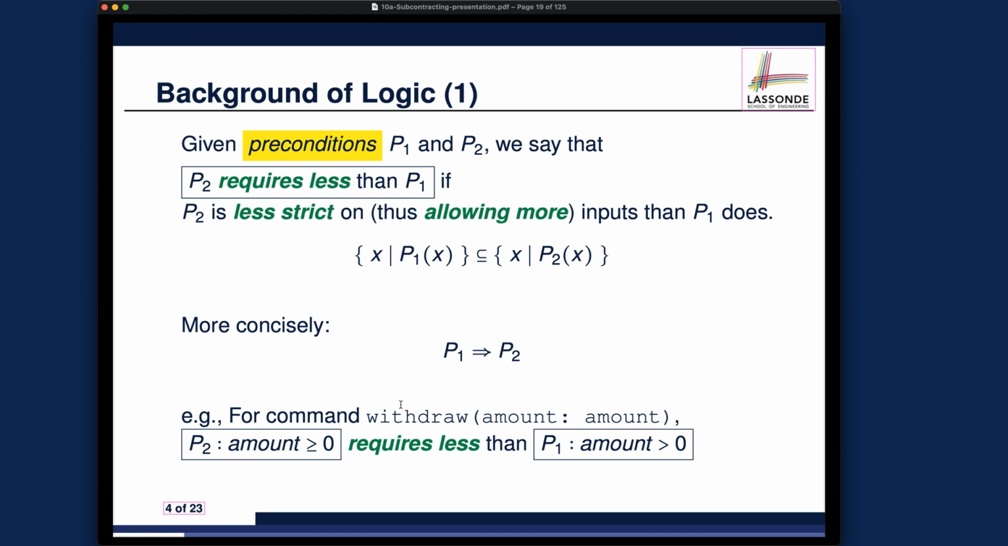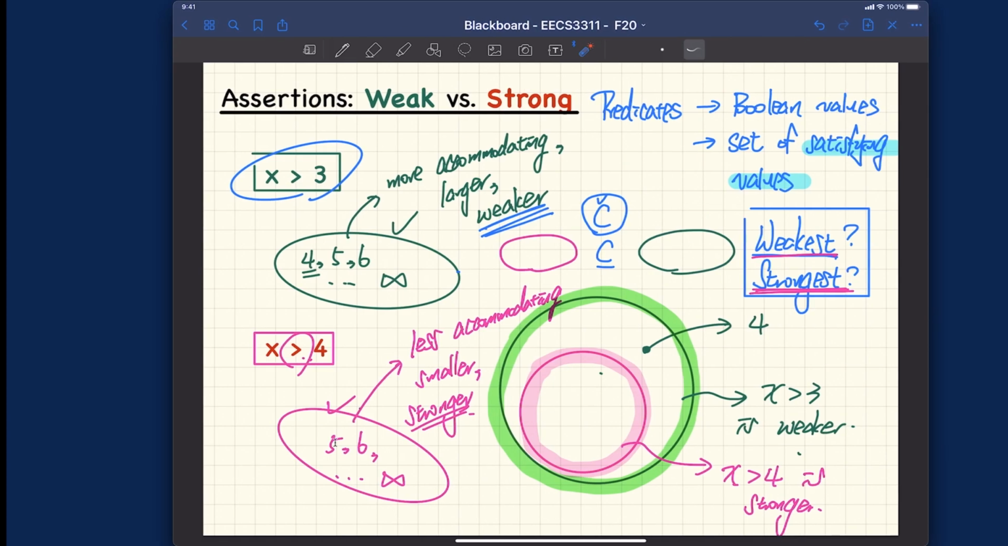Let's see one example. Let's say we talk about the withdraw command with simply just the amount. We want to consider two possible preconditions. Either we say, let's say P1, the amount is strictly larger than 0, versus P2, the amount is larger than or equal to 0. Think about this as a design choice you will have to make as a designer for the command. Which precondition should you use? There may not be a right or wrong answer, but you have to know the consequence of choosing one but not the other.